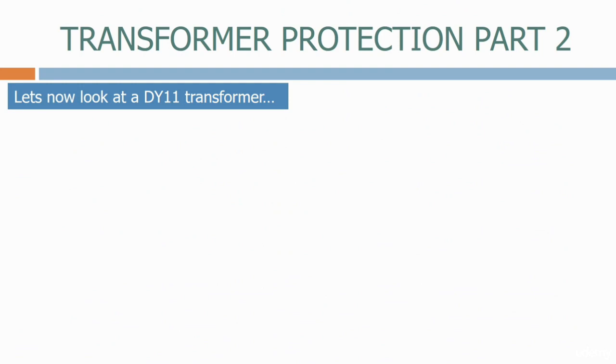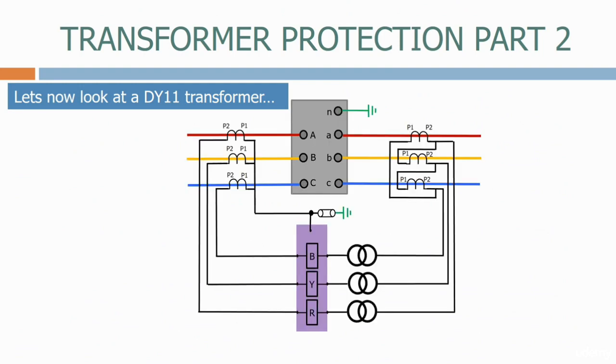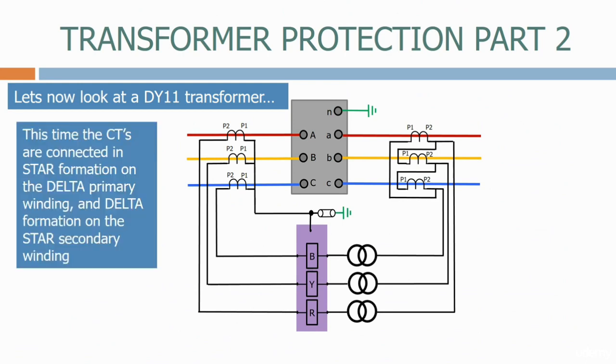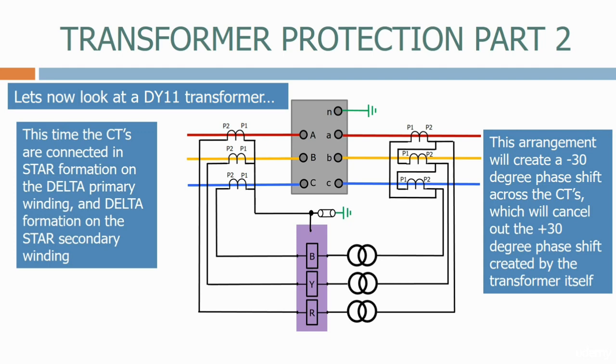Let's now look at a DY11 transformer. This time, the CTs are connected in star formation on the delta primary winding and delta formation on the star secondary winding. This arrangement will create a minus 30 degrees phase shift across the CTs, which will cancel out the plus 30 degrees phase shift created by the transformer itself.